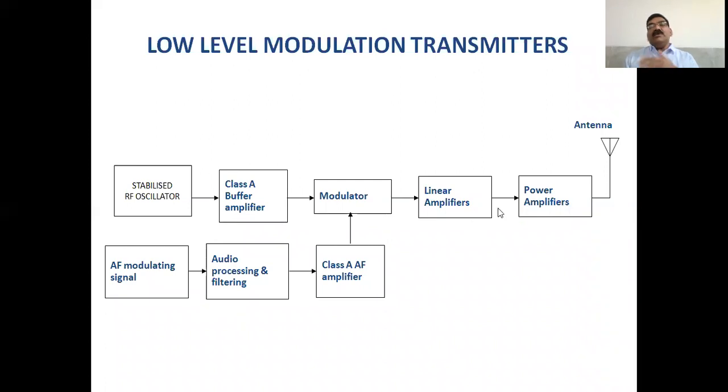And obviously, just now I explained the role of the power amplifier. Before the antenna, the power amplifier is there, so it amplifies the signal. So this is the entire functioning of the low level modulator transmitter.